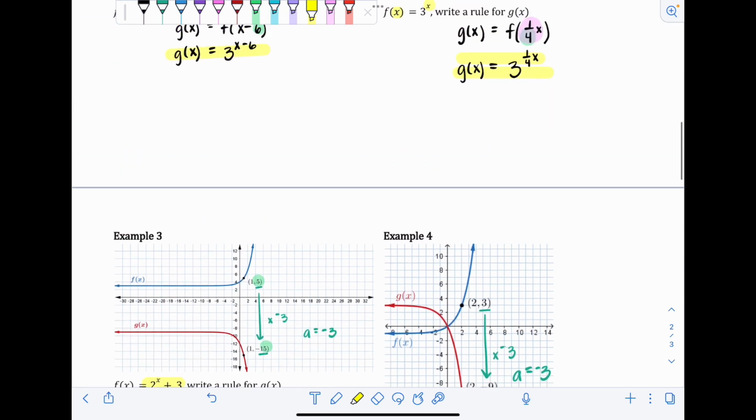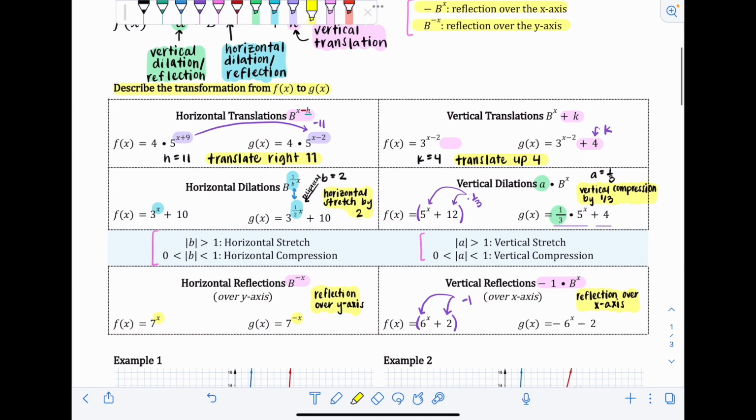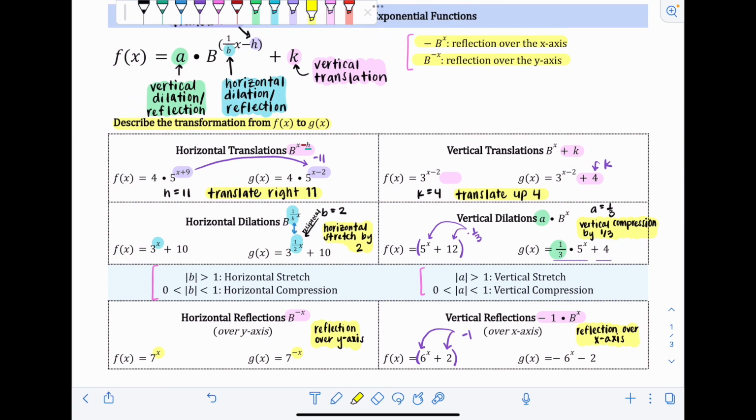Okay, so for these notes, I highly recommend having this table stored so you can refer back to it, along with the formula up at the top.